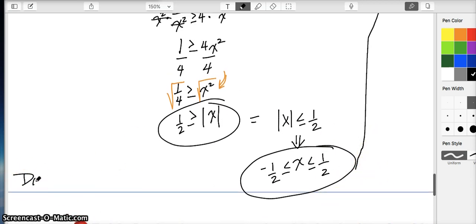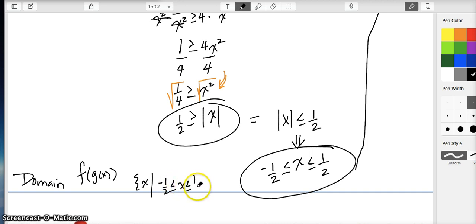The domain of that composite function of f of g of x, even though we didn't find out exactly what that function looks like, and I get it, I know you wanted to, but that's not what we needed. The domain of f of g of x is going to be the set of all x values such that x is greater than or equal to -1/2, all the way up to 1/2, but x also cannot equal 0.